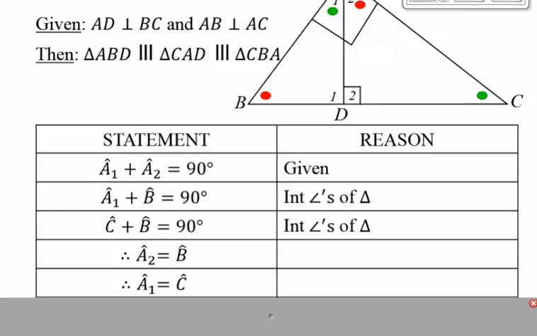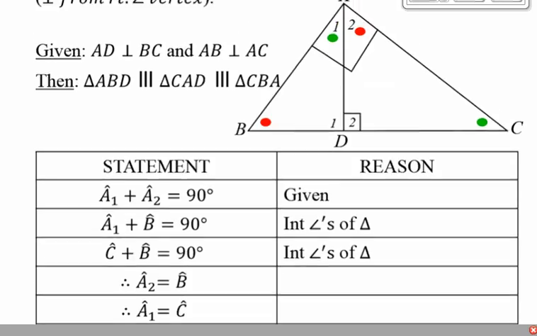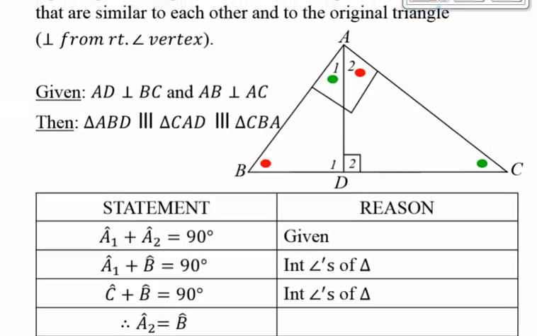Alright, so we're going to start off our proof by proving some angles that are equal. Now remember, we want to break our proof up into chunks so that you can apply it to a triangle that looks different or a triangle that's named differently. So let's see what our first chunk is. Now we know that angle A1 plus angle A2 is equal to 90 degrees. We were given that by virtue of the fact that AB is perpendicular to AC.